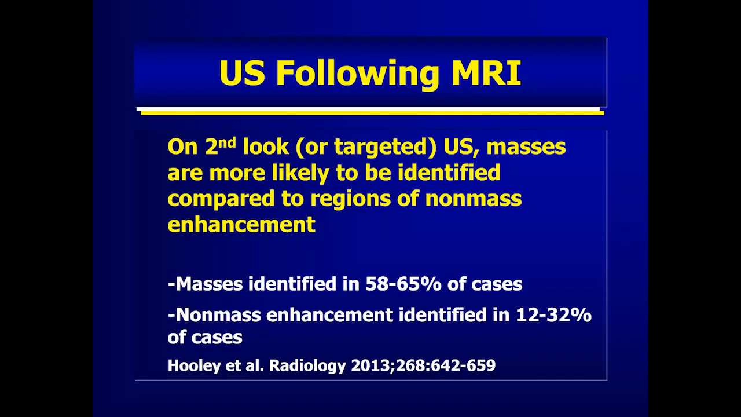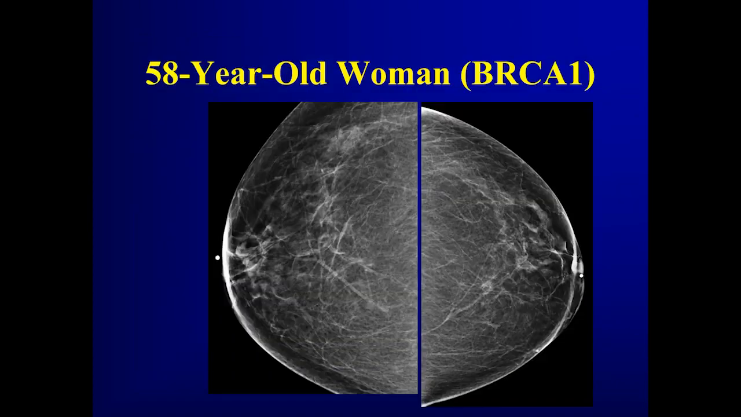So on second look or targeted ultrasound, masses that we see on MRI are more likely to be identified compared to areas of non-mass enhancement that we see on MRI. And the masses were identified in perhaps 58 to 65% of cases, whereas non-mass enhancement would have a correlate in 12 to 32% of cases.